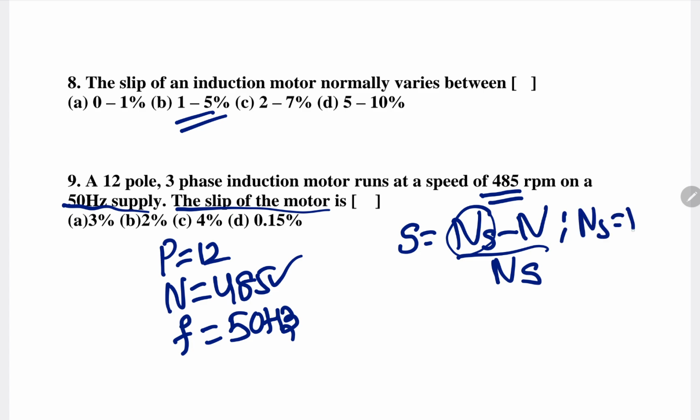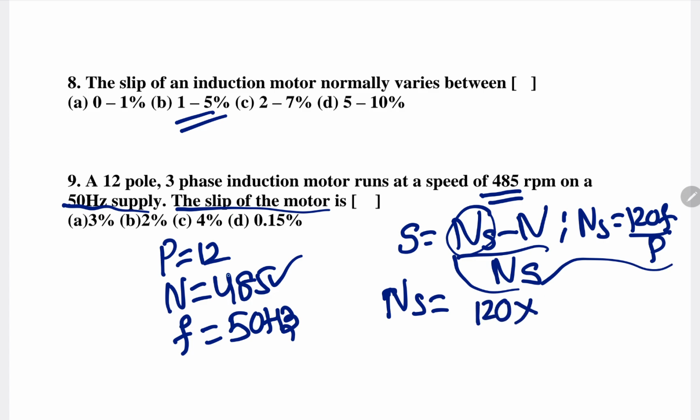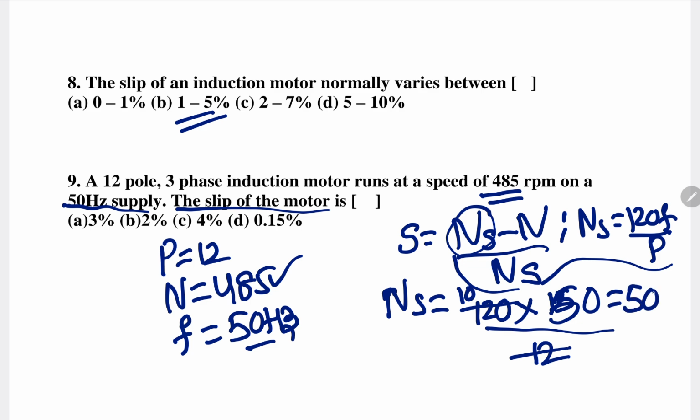So what is the ns value? Ns is equal to 120 f by p. So ns is equal to 120 into f, which is 50 Hz, by p is equal to 12. So 12 10s are 120, so it is 500. So synchronous speed is 500.